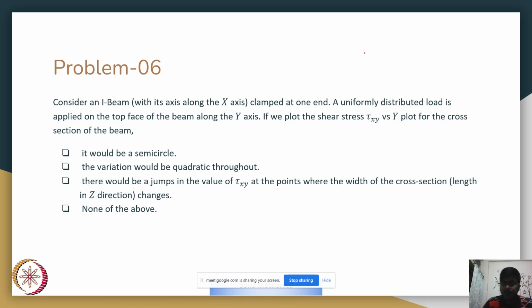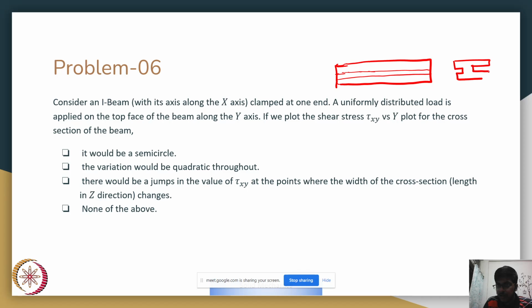So I'll just draw this beam. Draw it like this. These two internal lines form the stem. So your beam cross section would look something like this. This is your I-beam, and this is your coordinate system x, y, and z, and it's clamped at the left end, and you have a uniformly distributed load.